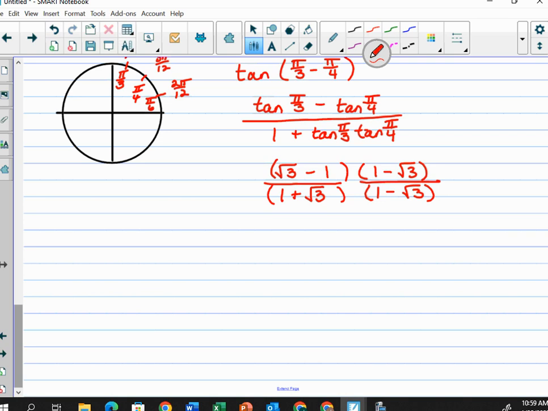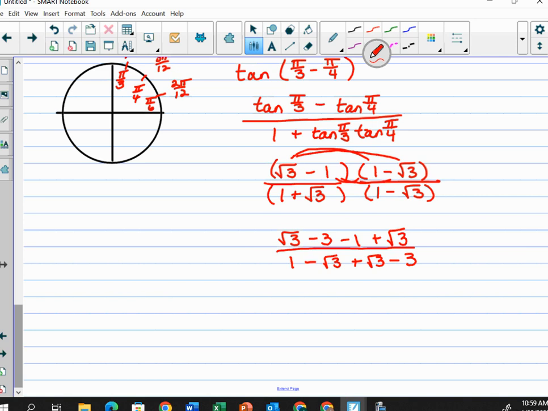All right, root 3 times 1 is root 3. Root 3 times negative root 3 is negative 3, minus 1 plus root 3. That's my numerator. Denominator, I get 1 minus root 3 plus root 3 minus 3.